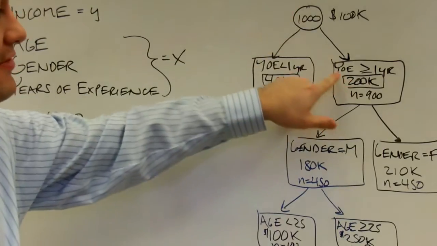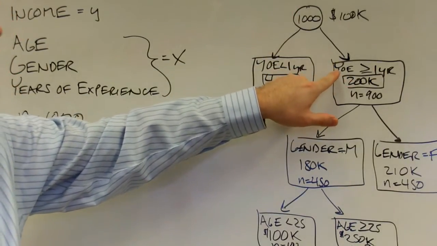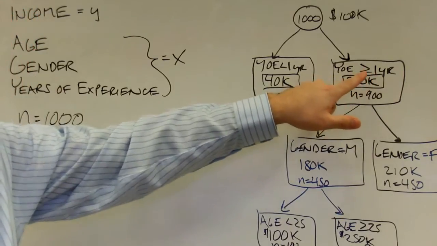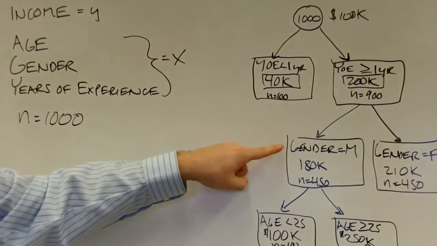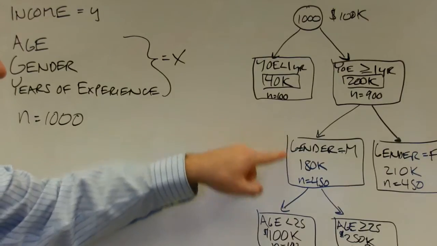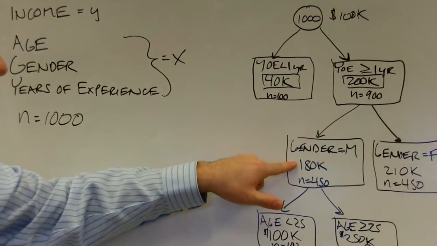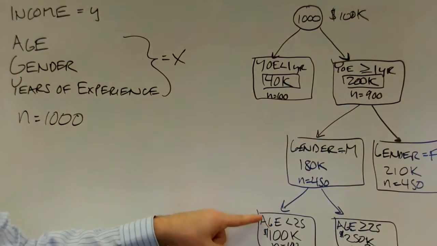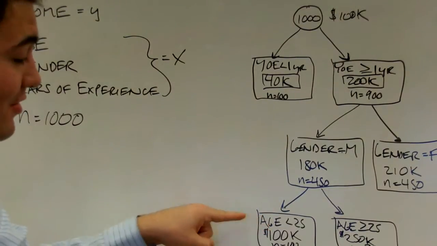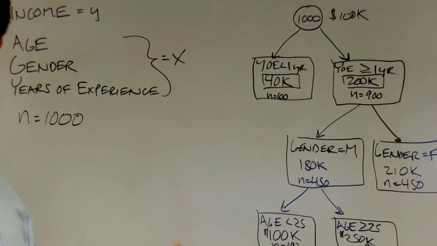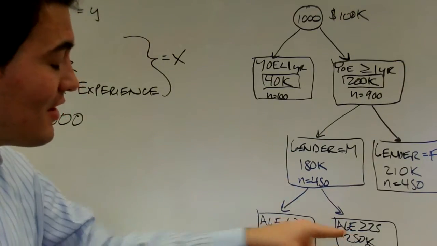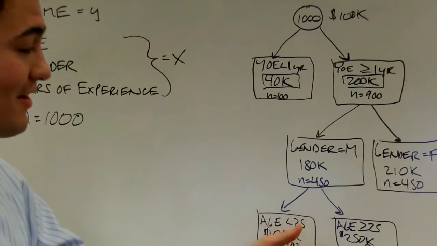So what this is saying is people who have a year of experience greater than or equal to 1 year, and who are male, would be expected to make 180,000. If they have both of these and are also less than 25 years old, they would be expected to make 100,000 in this data set. If they're greater than 25 years old, they would be expected to make 250,000.